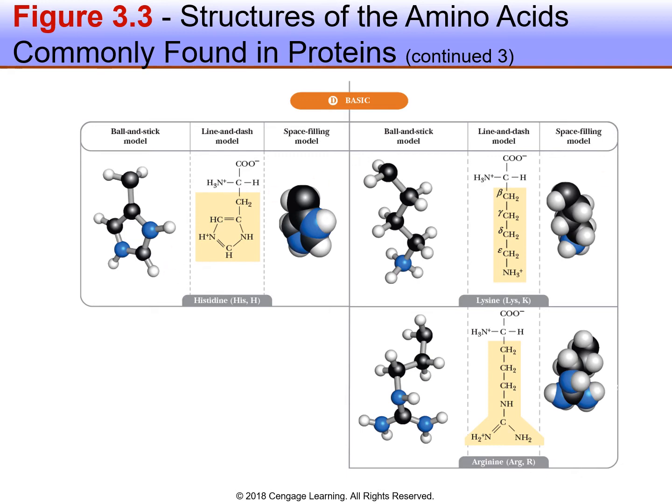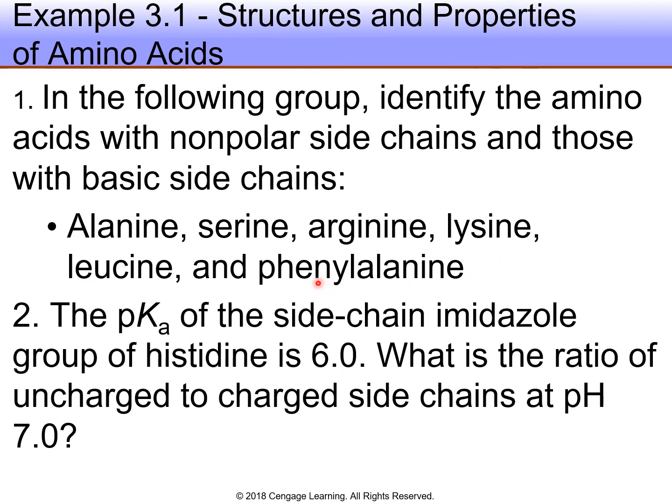Now, after that, we can look at this example here. Structures and properties of amino acids. In the following group, identify the amino acids with nonpolar side chains and those with basic side chains: alanine, serine, arginine, lysine, leucine, and phenylalanine. And second question, the pK of the side chain imidazole group of histidine is 6. What is the ratio of the uncharged to charged side chains at pH equal 7?